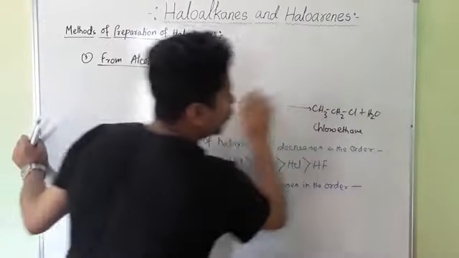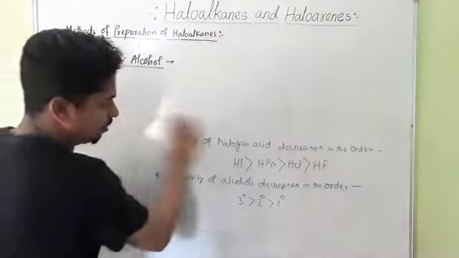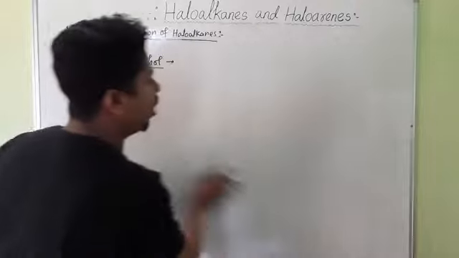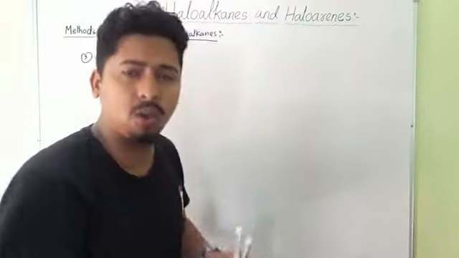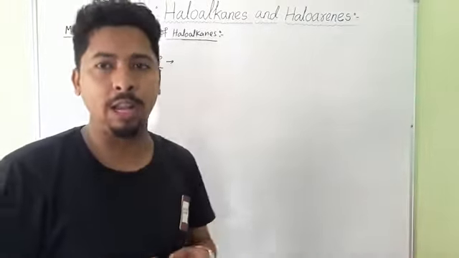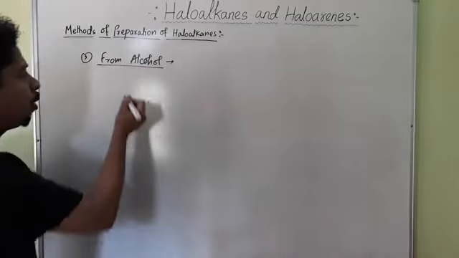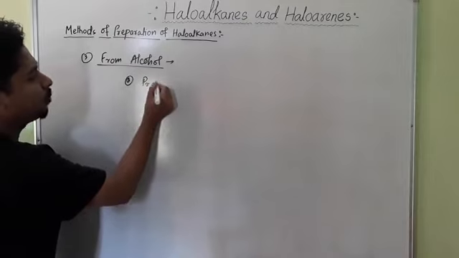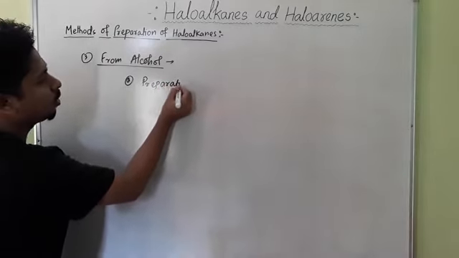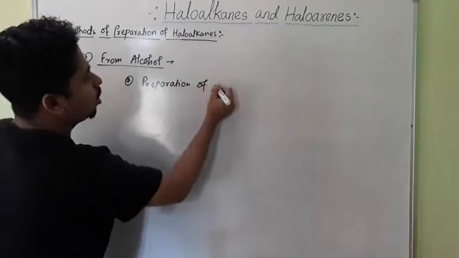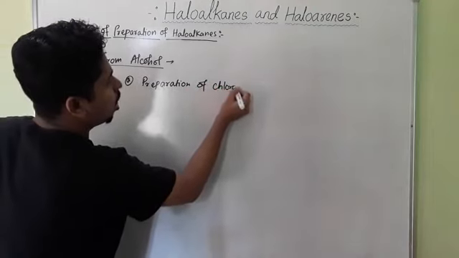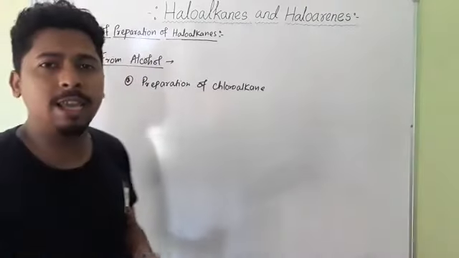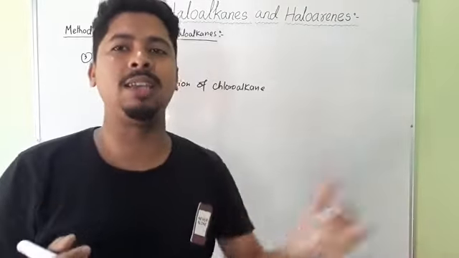Now we are going to prepare the various haloalkanes: fluoroalkanes, chloroalkanes, bromoalkanes, and iodoalkanes. From an alcohol, we can prepare these various types of haloalkanes. First of all, we will discuss the preparation of chloroalkane. Number A, preparation of chloroalkane. These chloroalkanes can be prepared by treating the alcohol directly with HCl.